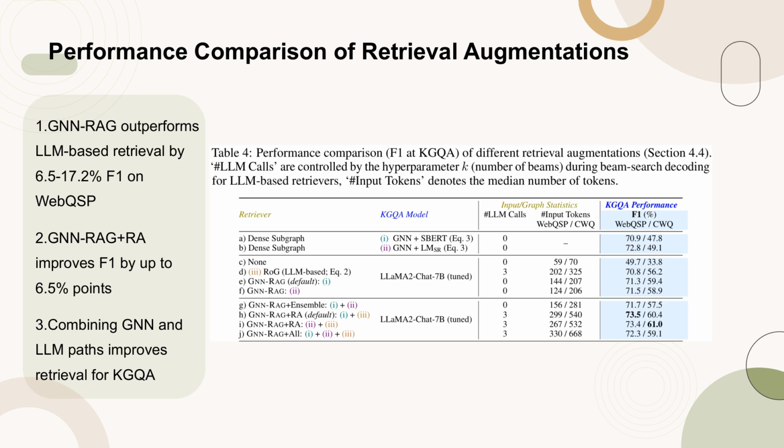Specifically, GNN-RAG achieves improvements of 6.5 to 17.2% points in F1 score on the WebQSP dataset and 8.5 to 8.9% points on the CWQ dataset. Additionally, the use of retrieval augmentation, RA, further enhances performance, with GNN-RAG plus RA showing improvements of up to 6.5% points in F1 score. The results indicate that combining GNN-induced reasoning paths with LLM-induced reasoning paths can fetch non-overlapping KG information, thereby improving retrieval accuracy for KGQA tasks.